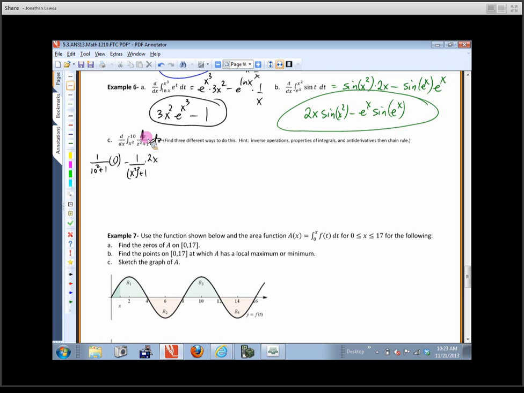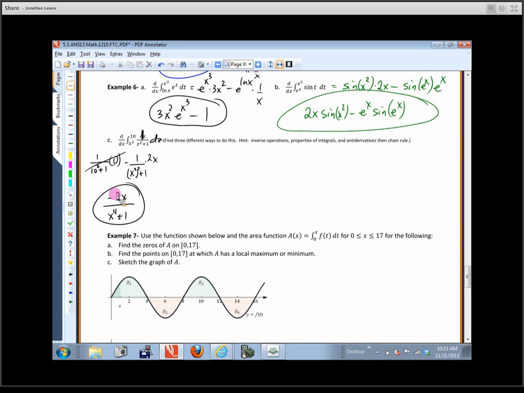Very good. Okay, let's clean this up just a little bit. This is going to be a 0, so that's gone. If I clean this up, this is going to be a negative 2x on the top, and this is going to be x to the 4th plus 1 on the bottom, and that right there is my simplified answer. If you differentiate that definite integral, this is what you get.